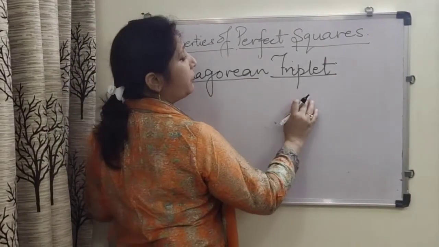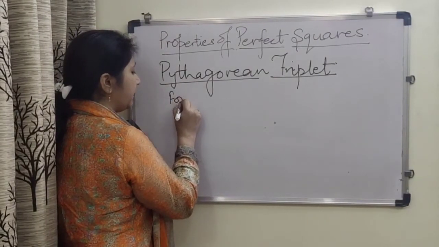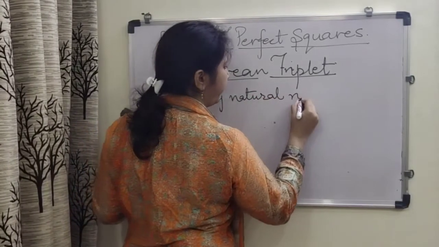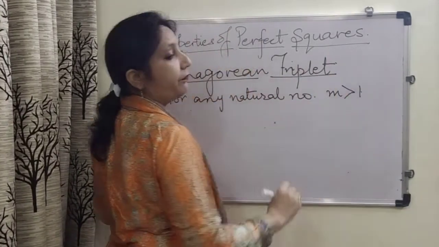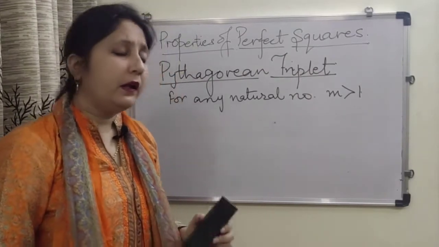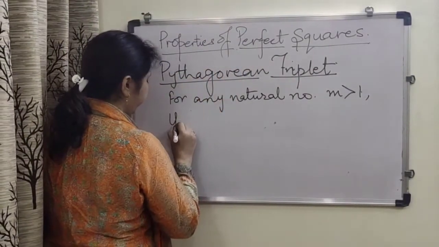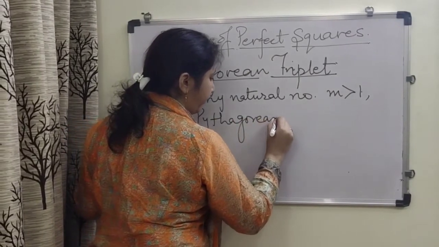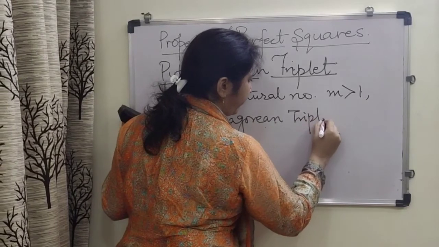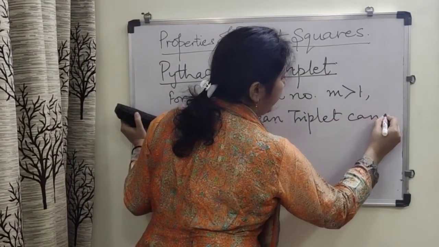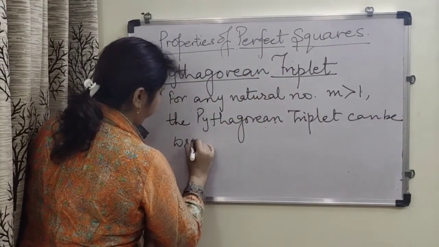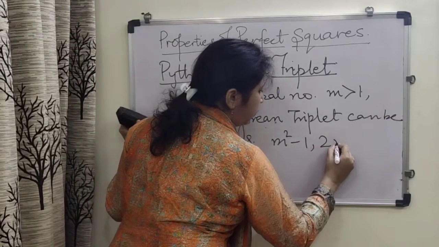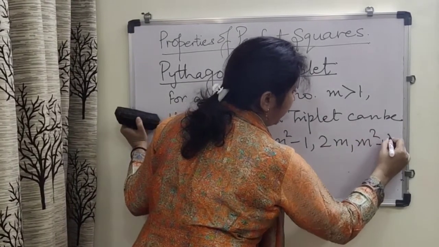So for this property, Pythagorean triplet, for any natural number m greater than 1, the Pythagorean triplet can be written as m square minus 1, 2m and m square plus 1.